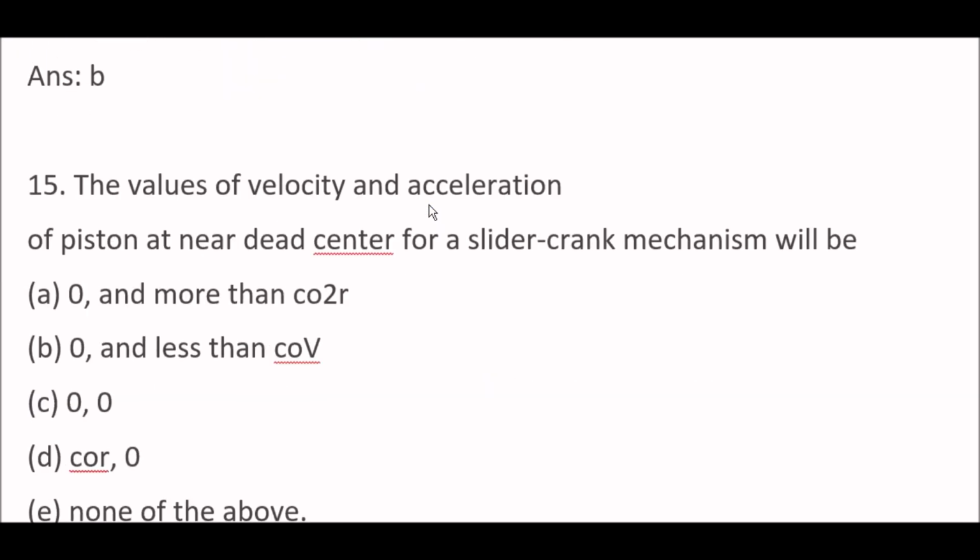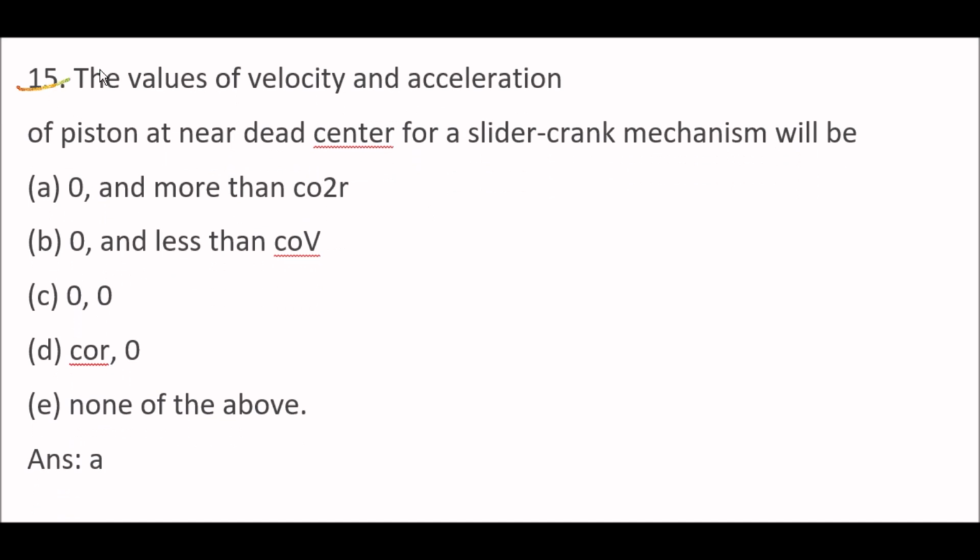Okay. Next question. The values of velocity and acceleration of piston at dead center for a slider crank mechanism will be option A, 0 and more than ω²R. Option B, 0 and less than ωR. Option C, 0 and 0 respectively. Option D, ωR and 0 respectively. Right answer is option A, 0 and more than ω²R.